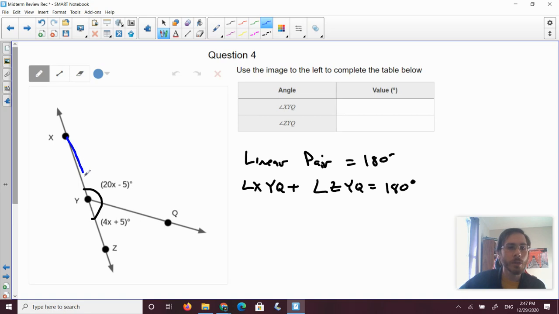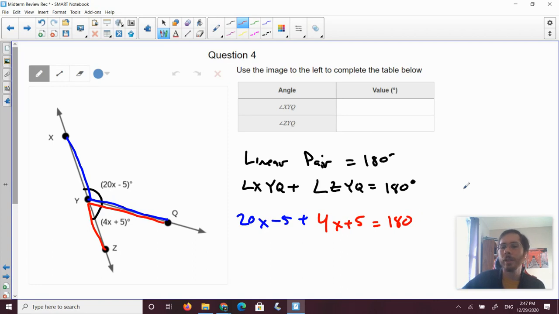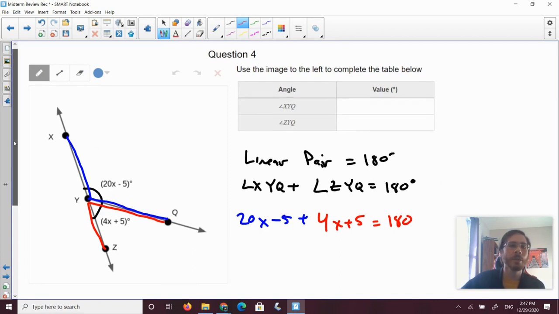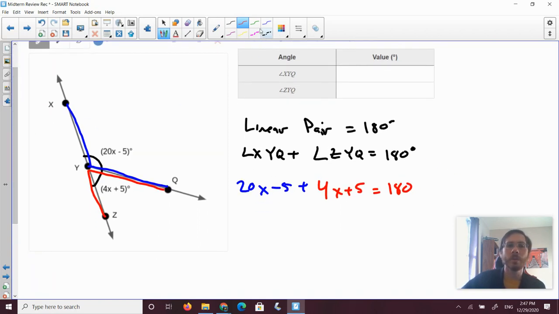So xyq is that one, and that's the 20x minus 5. Zyq is the smaller one over here. So that's 4x plus 5. We still know that that equals 180. And now again from here, kind of like some of the other ones, it's an algebra one. So a lot of stuff we did early on had to deal with a little bit of extra algebra.